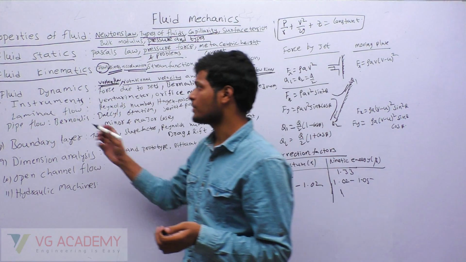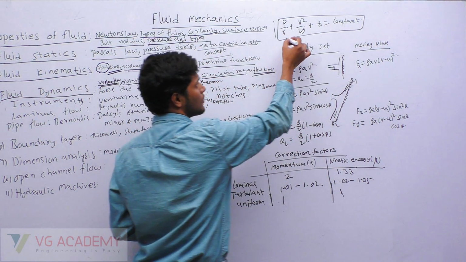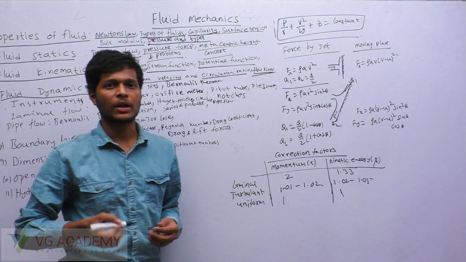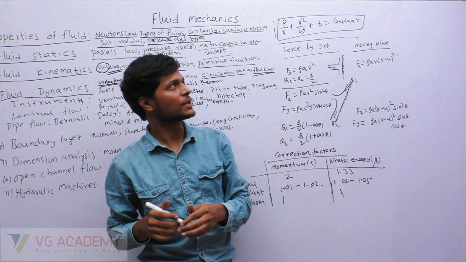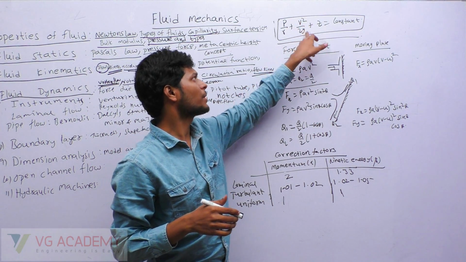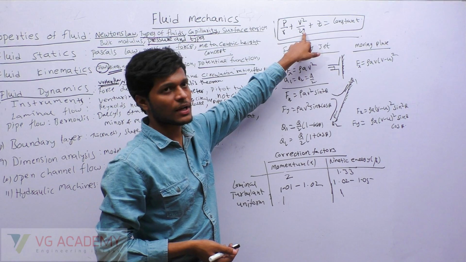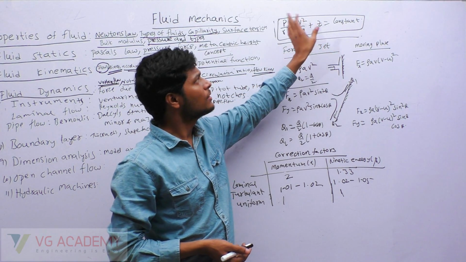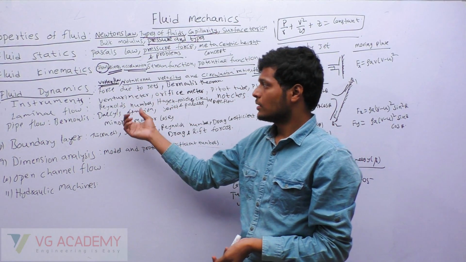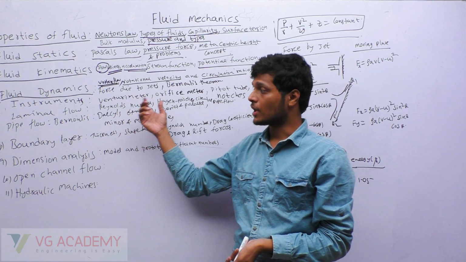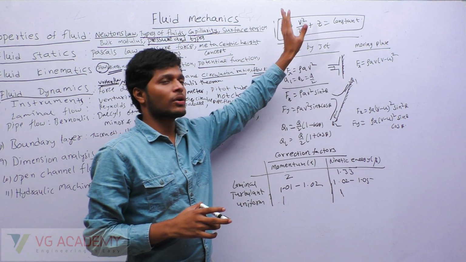Next topic, fluid dynamics. In fluid dynamics, the important theorem is Bernoulli's theorem, which says that the sum of all the heads is always constant. That is P by gamma plus V square by 2g plus Z is constant, where P by gamma is the pressure head, V square by 2g is the velocity head, and Z is the datum head. So the sum of the heads is always constant in a pipe flow. For understanding different types of instruments, and also laminar flow and pipe flow, you have to know Bernoulli's theorem.